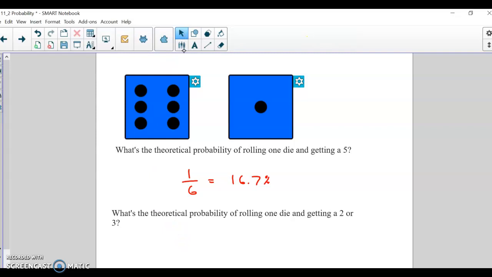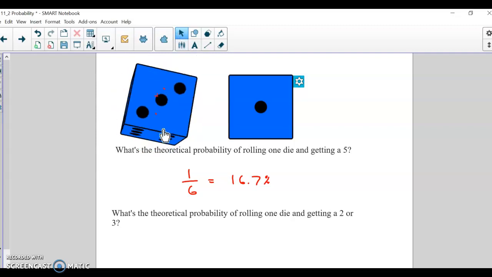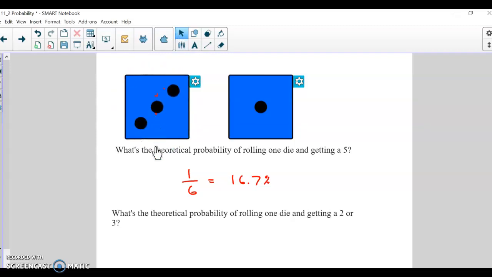Okay, and so we can do an experimental probability where we roll it and see what actually happens. Maybe I can't, because oh, there it goes. So we did not get the 5, right? But we'd only expect to get a 5 16% of the time, so that's not that surprising.